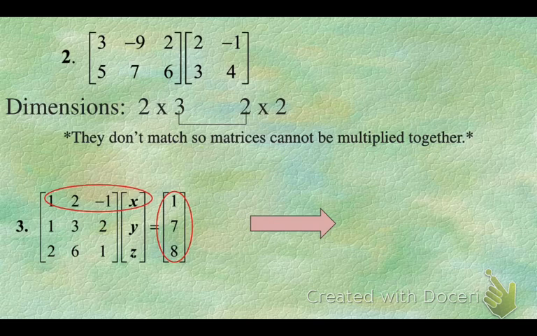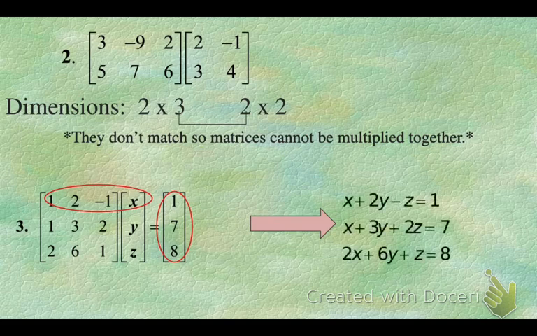So the second row would be 1x plus 3y times 2z is equal to 7. And the last one would be 2x plus 6y plus z is equal to 8. So we have a system of equations with 3 variables and 3 equations, which is what we're going to be looking at learning how to solve with matrices starting in our next lesson.